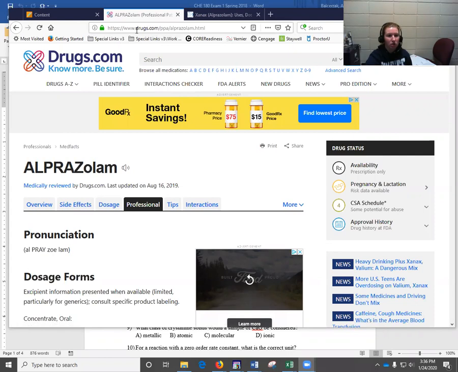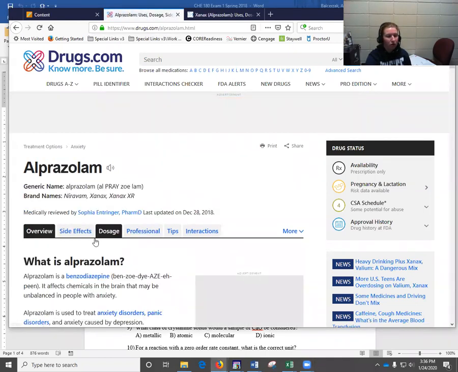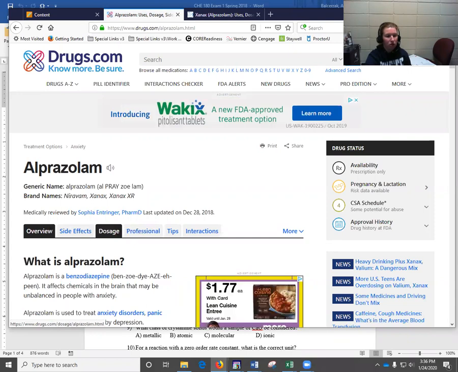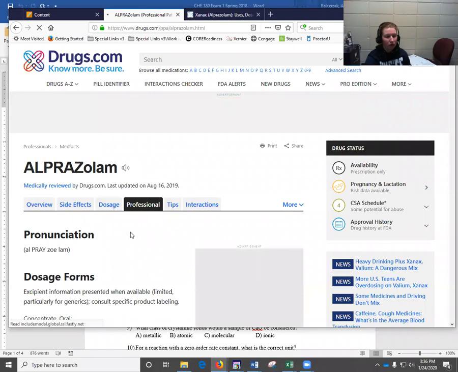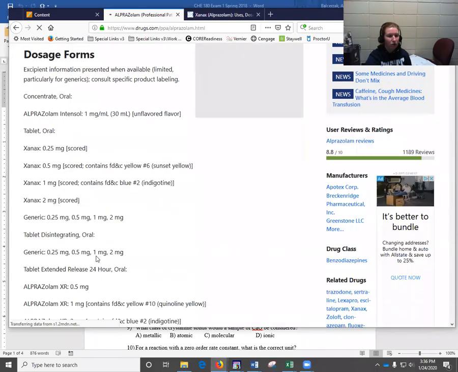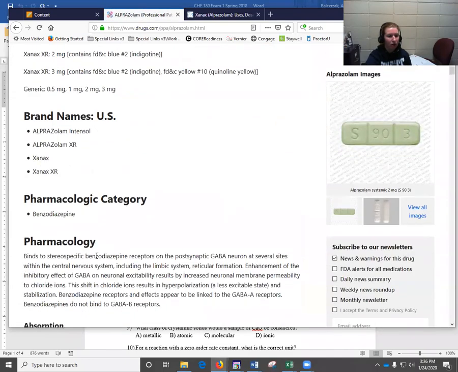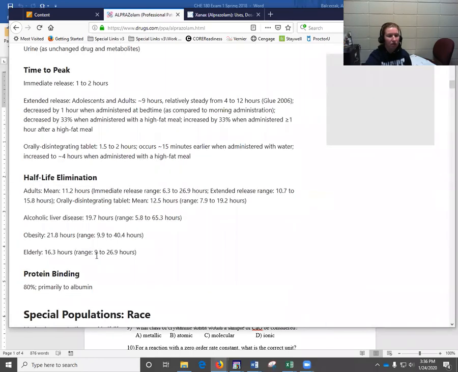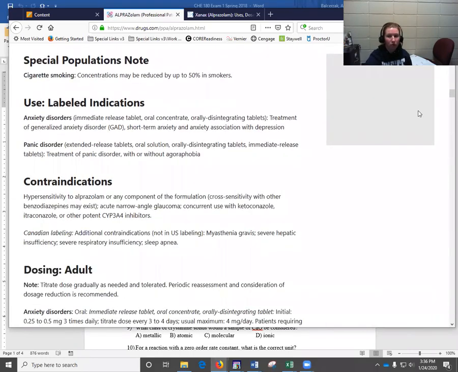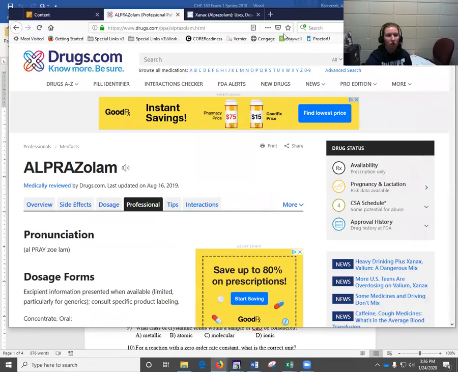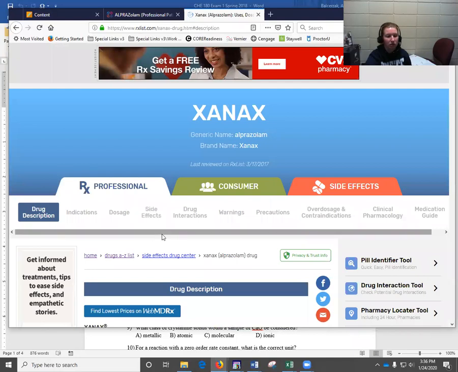So I used a couple of sites here. I started with Drugs.com, and when you search for a drug, I just did Alprazolam because it's the first one. It's probably going to give you the overview. You're going to get the most information. You can use these tabs, but I like to use the professional one, because it's going to kind of go through a lot of the information that we're asking for. It's going to give you more information than you need to know. It's geared towards pharmacists, but it's very helpful.